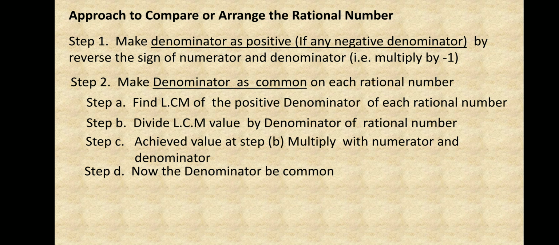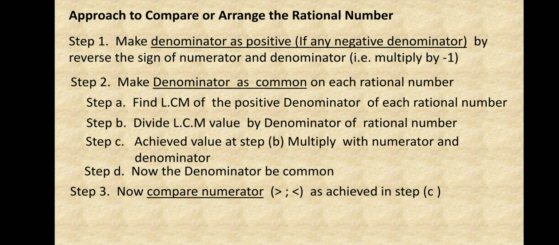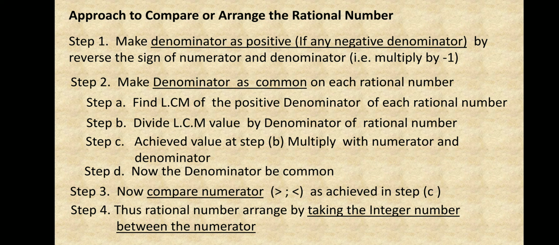Now step D, the denominators become common. And now your step 3 was to compare the numerators, lesser or greater, as achieved at step C. Now at step 4 you get the answer, and you arrange them by taking the integer number between the numerators. Am I right? And now we are with equivalent rational numbers.